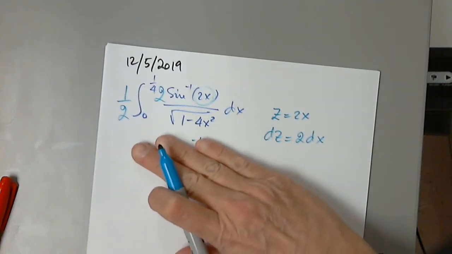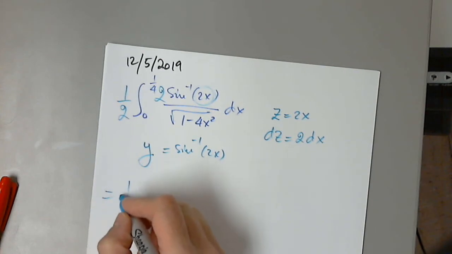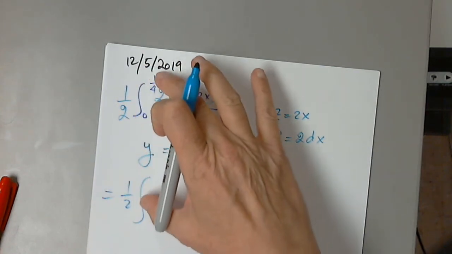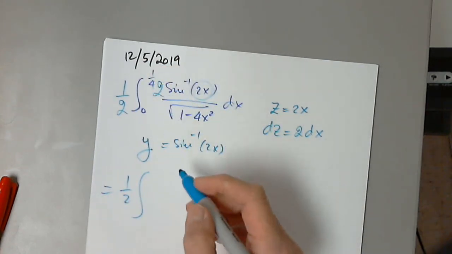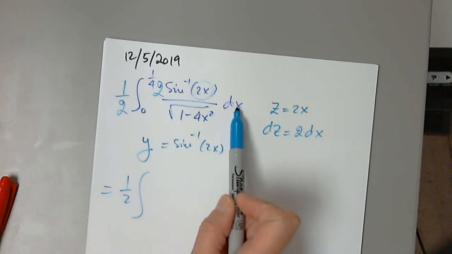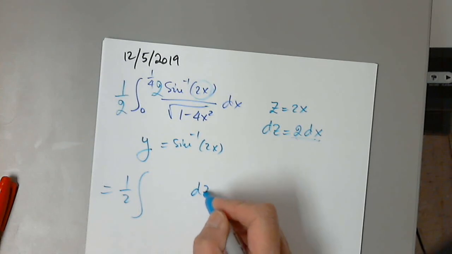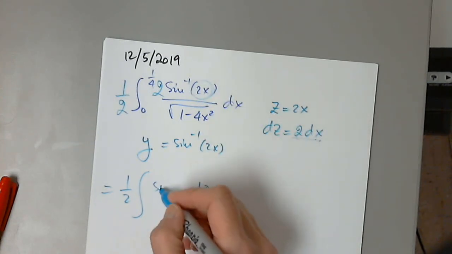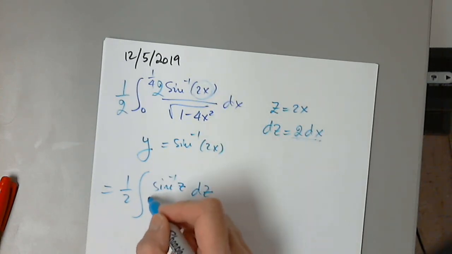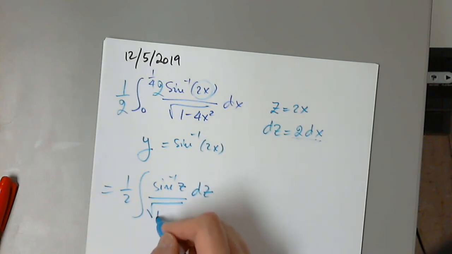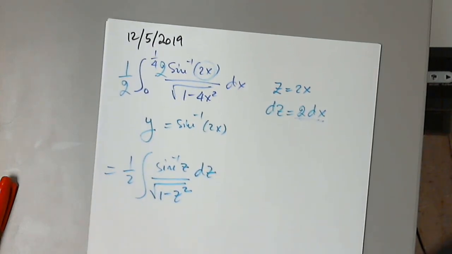So forget about this for a moment, for y. So this is 1/2 the integral. Do not copy the limits of integration yet. So 2 and dx, you see it here. 2 and dx will be dz. This piece is sine inverse z, and the denominator is the square root of 1 minus z squared. Do you agree with this? Yeah.